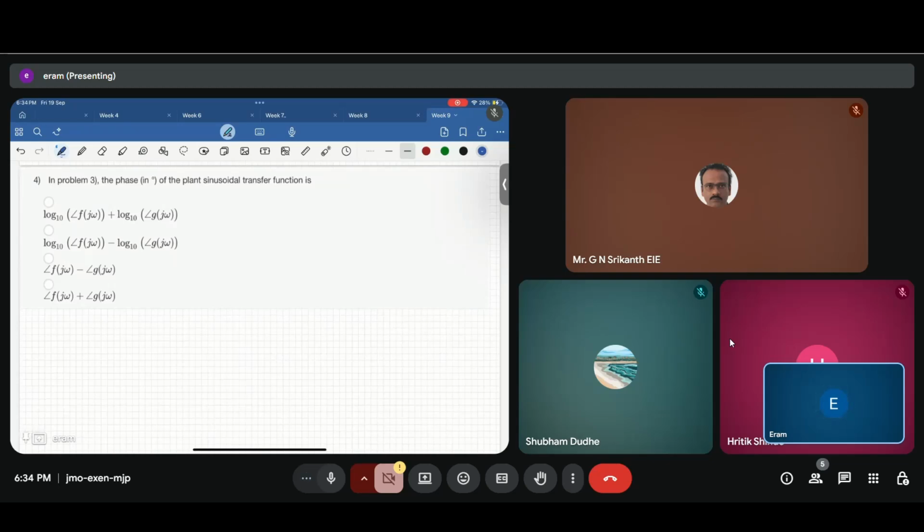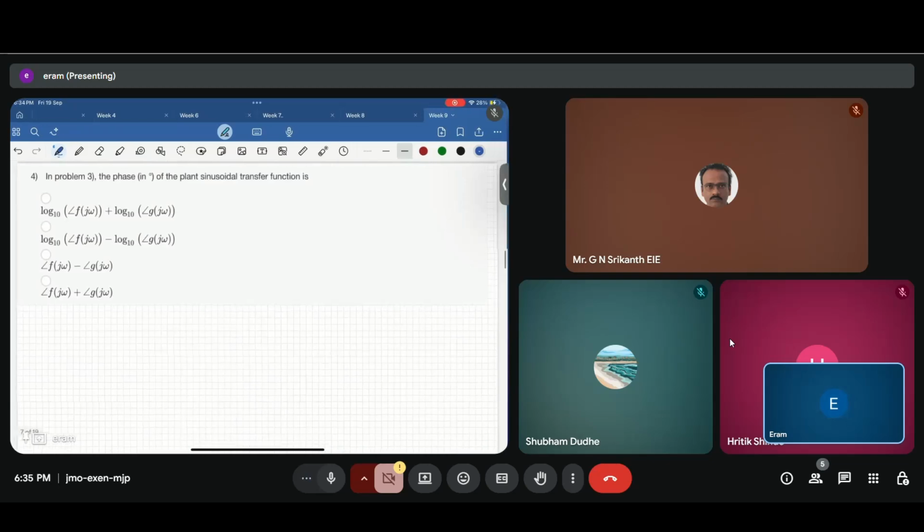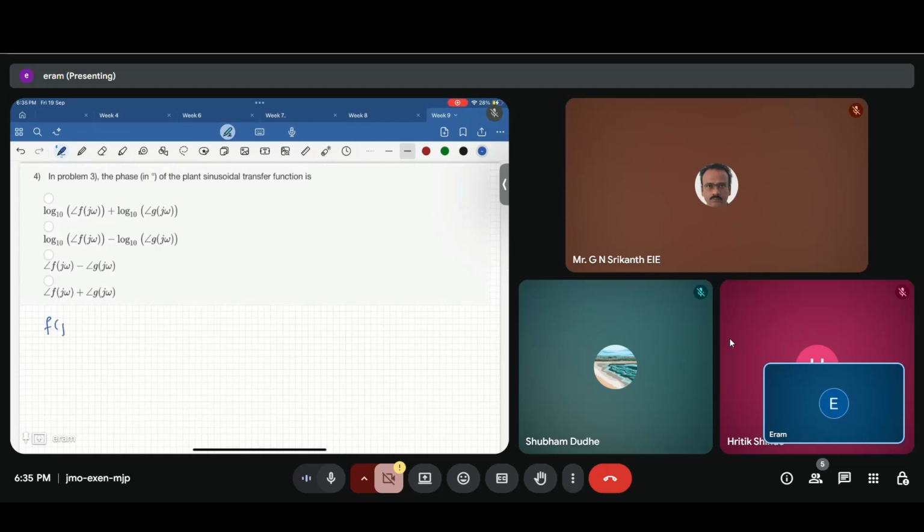And what is the angle? What is the phase of the plant? So the angle of this transfer function will be nothing but angle of f of j omega minus angle of g of j omega, because it is in the denominator. The third option is correct.